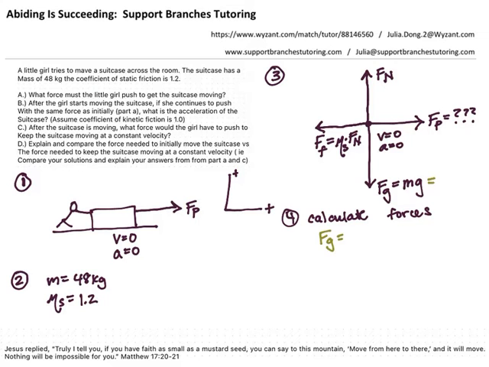Our mass, it gave us as 48 kilograms. And we know the gravitational constant is 9.8 meters per second squared. Some people use 10 as an estimate, which makes your calculations a little easier, but we're going to use 9.8 today. So 48 times 9.8 is 470.4 newtons. That is what our force of gravity is.